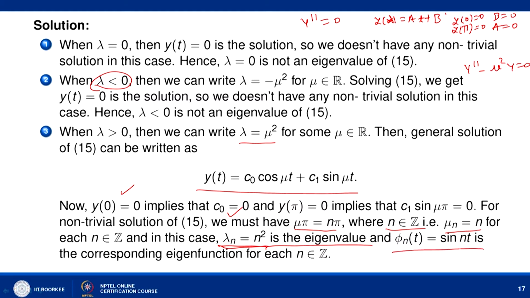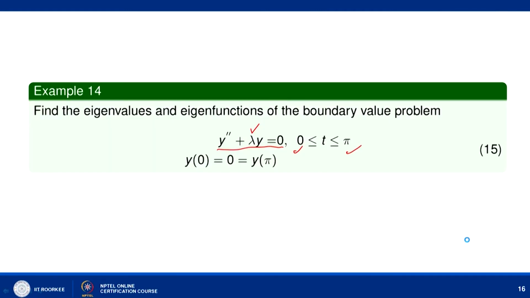So here your eigenvalues are what? Every integer square is an eigenvalue, and the corresponding eigenfunction is given as sin of n t. So here we are able to find out the eigenvalues and eigenfunctions of a given Sturm-Liouville boundary value problem, that is this here.